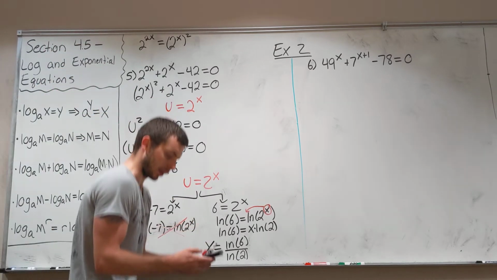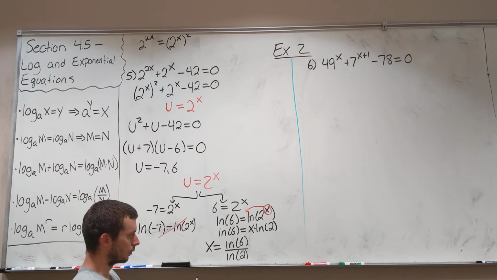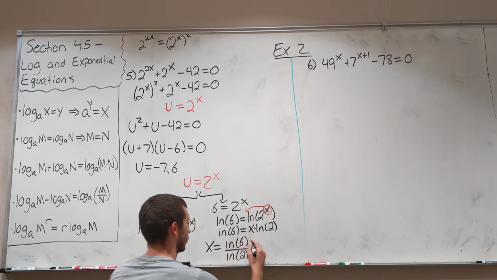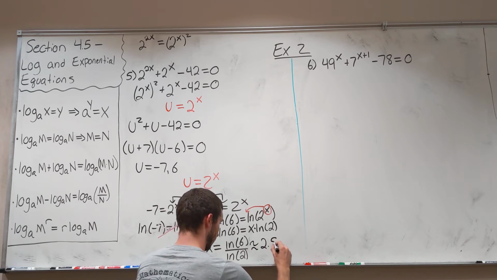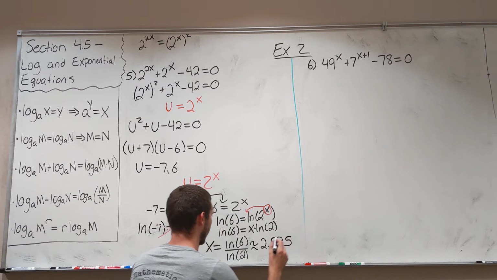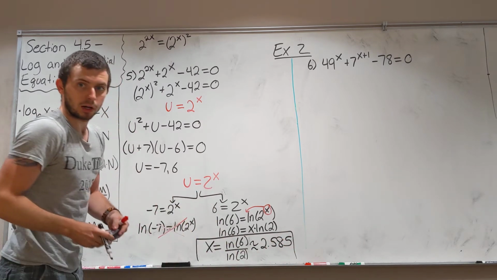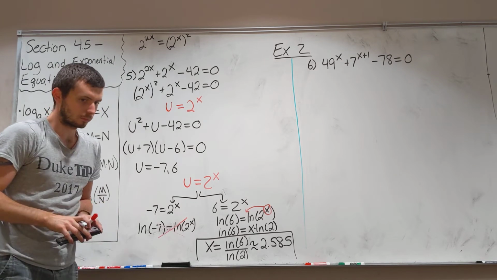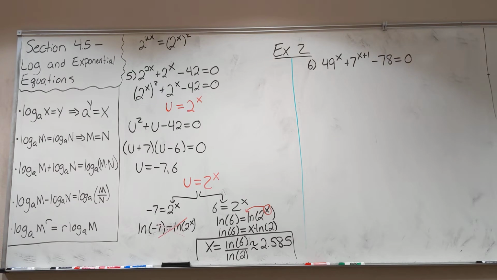So we have to go ahead and throw that in the calculator real quick. Natural log of 6 divided by natural log of 2. I seem to get 2.585. And this would represent the answer that problem number 5 is looking for. We'll go ahead and move on to example 6 here.